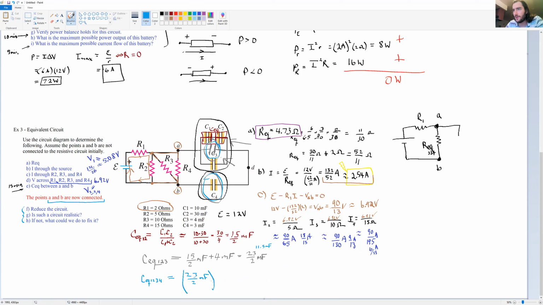2 times 3 over 2 plus 3, divided by 2 plus 3 over 2. Product over sum. Product over sum is the correct combination for series, and C1, 2, and 3 are in series with C4.